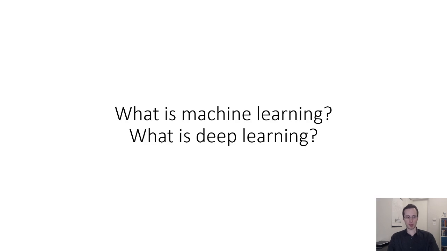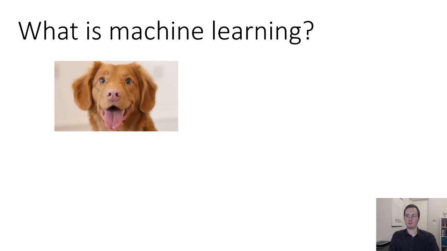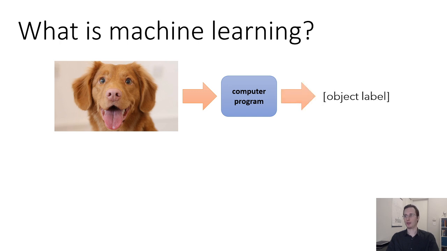Okay, so in the next portion of the lecture, we'll cover the following questions. What is machine learning and what is deep learning? Many of you probably have some idea of what the answer to this question is, but you can think of a very basic machine learning problem as something like this. You've got a picture, maybe of this puppy, and you want to write some kind of computer program that takes in a picture and tells you, does it have a puppy or not? Or does it have a puppy or a cat or an elephant?